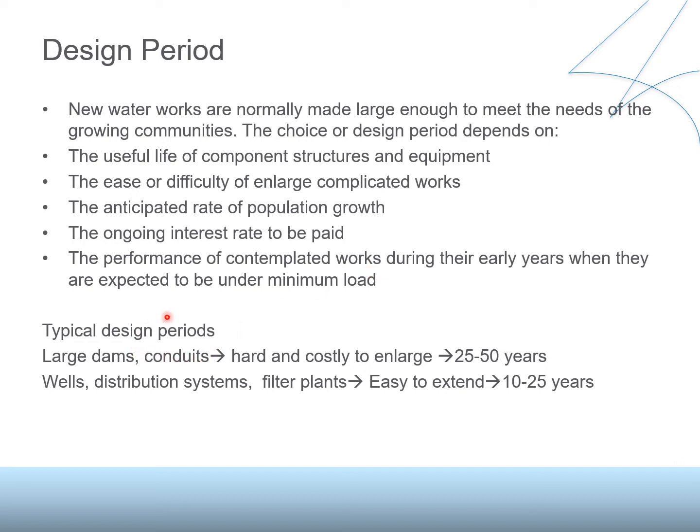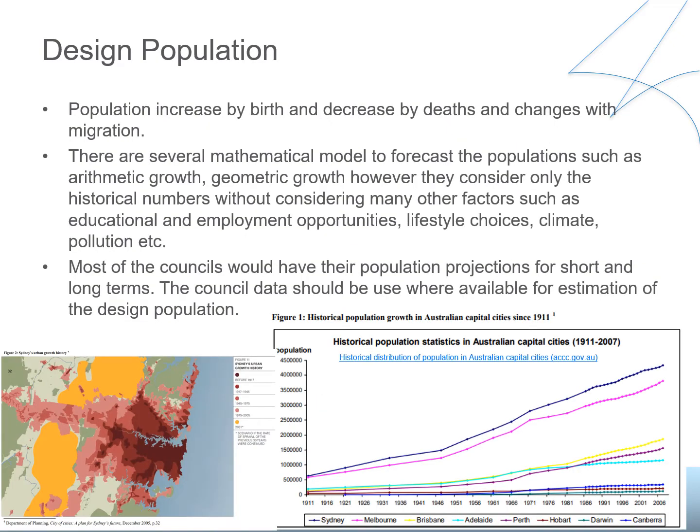Now, these are the typical design periods. For large dams and conduits, because they are hard and costly to enlarge, you typically use 25 to 50 years as a design period. Well, for distribution systems and filter plants, which are easy to extend, you use 10 to 25 years of design period. Now let's look at the population.